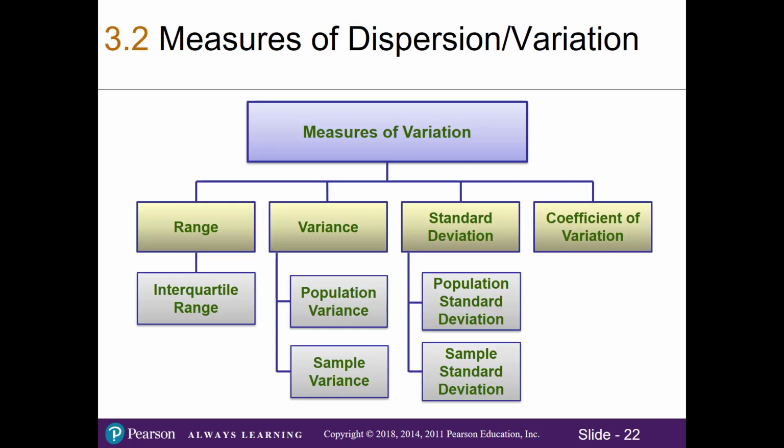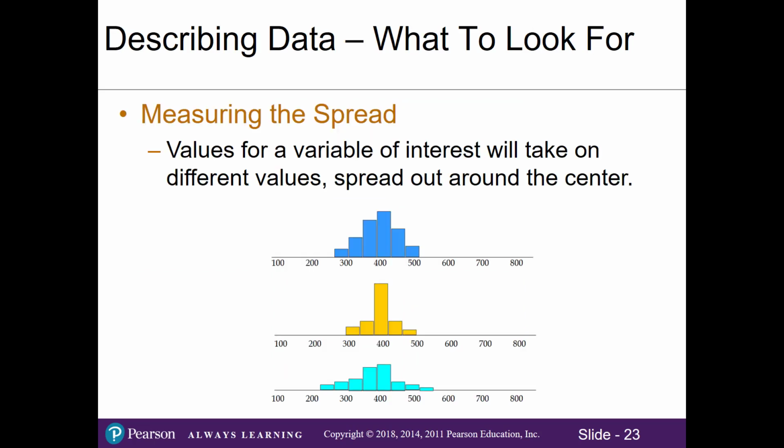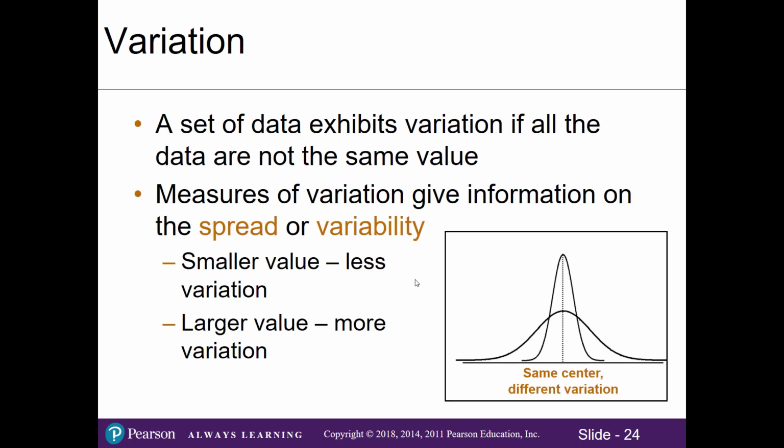So recall in the previous video, we discussed measures of center and location. In this video, we'll be focusing on measures of dispersion or variation. When we're describing data, we're actually looking for the spread. When collecting data, we'll notice that the values of our variables of interest will take on different values, and when we plot them, it spreads around the center.